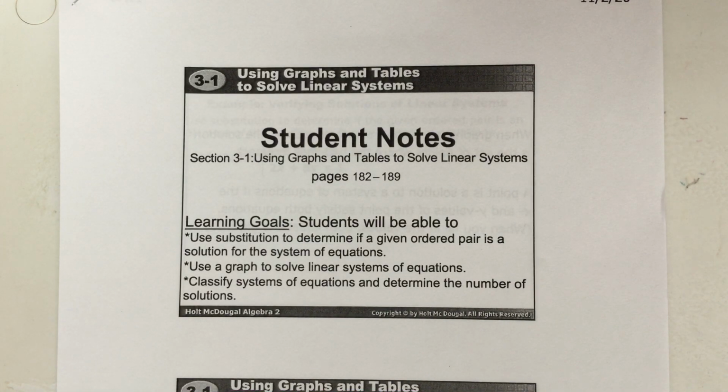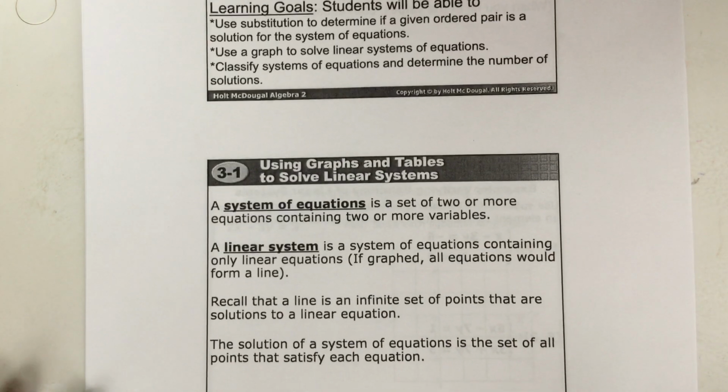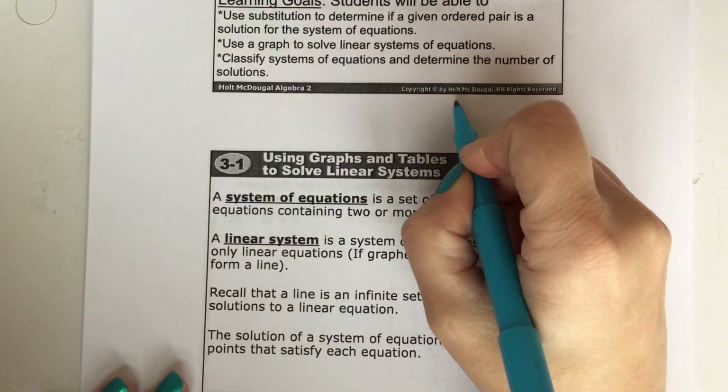Today in Algebra 2 we are starting Chapter 3. Now Chapter 3 focuses on systems of linear equations. A system of equations means that you have a set of two or more equations and they contain two or more variables. I know that's a little bit wordy, so here's a visual for you.